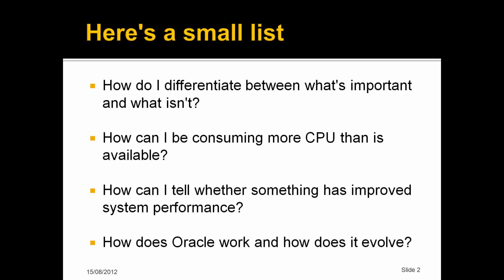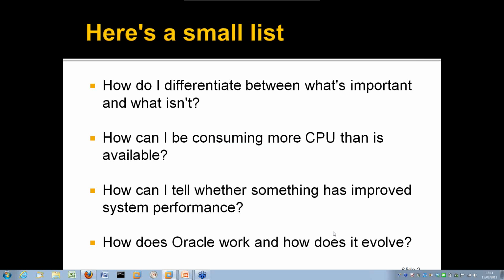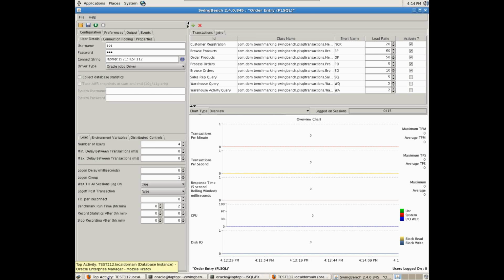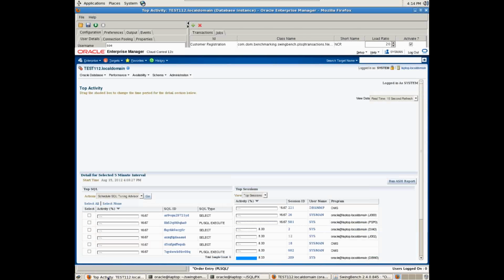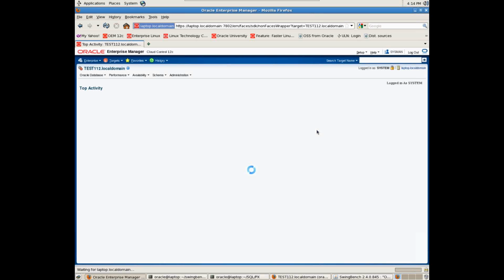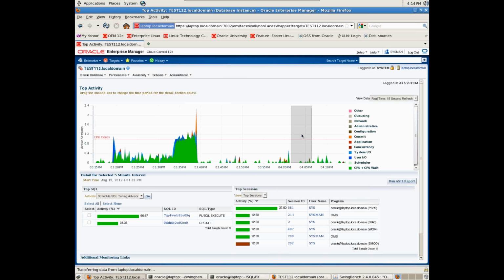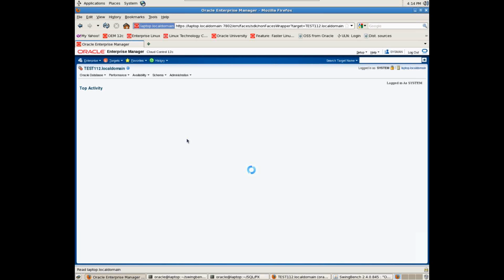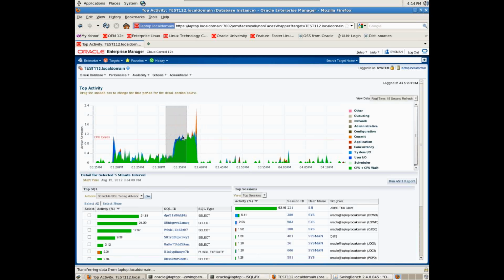So, to crack on with the first question: how do I differentiate between what's important and what isn't? I'll just drop into the VM here. Now, if we look at the top activity page for the past hour, we can see there's activity going on all over the place, right? There's constant activity going on within Oracle. And there was a burst of activity over here, which, for anybody who follows me on Twitter, would know that I was having to rebuild something. But this period of activity looks really busy, right?